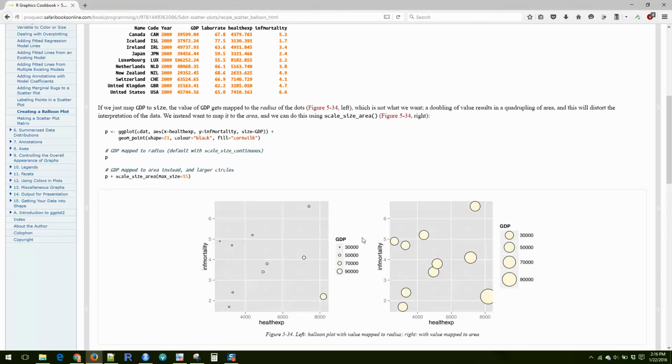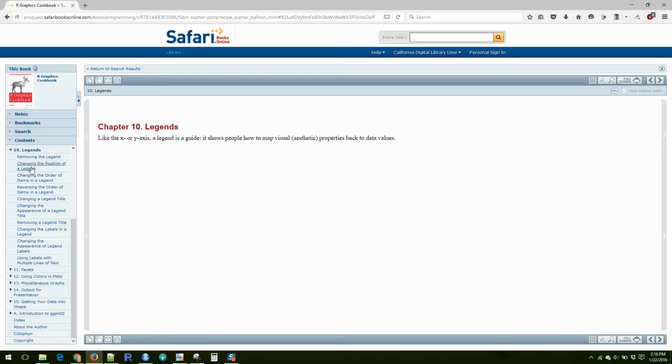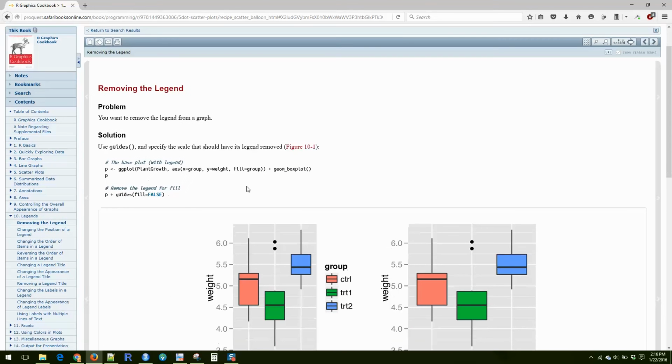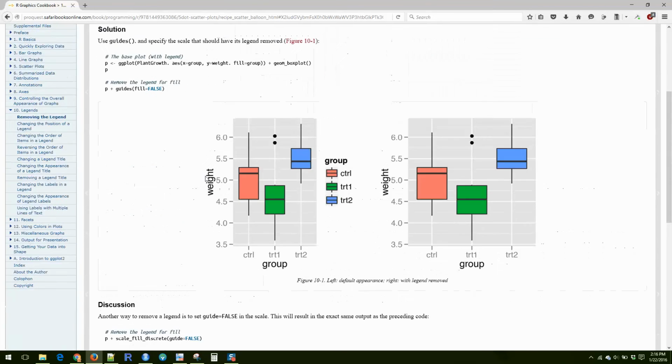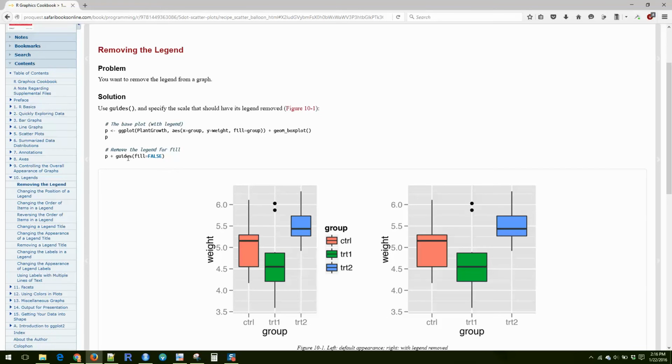If you want to make your GIF cleaner looking, you can get rid of legends and stuff. You would turn off the legends. To remove the legend, you would just say remove the guide. The guide for fill, turn that off, is basically what we're saying. So the guide for size or whatever. So all sorts of options here. Okay. Is this okay?